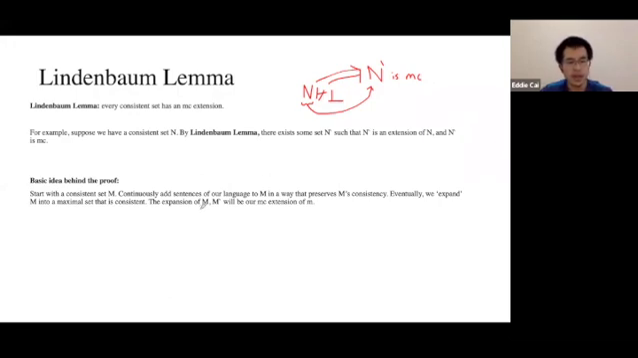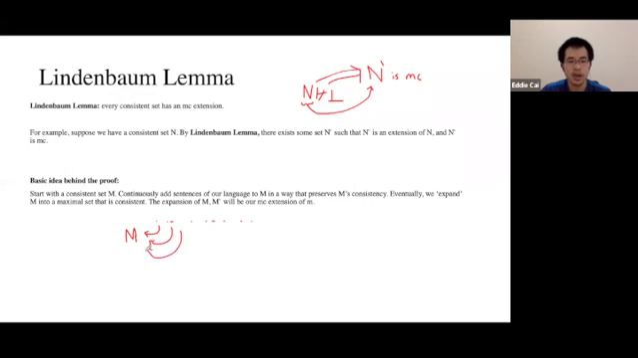So the basic idea behind the proof is that we're going to demonstrate a method of constructing new sets of sentences from an initial set of sentences. So the idea is that we start with a set M, and then we have a list of all the sentences of our language, and then we keep on adding sentences to M.